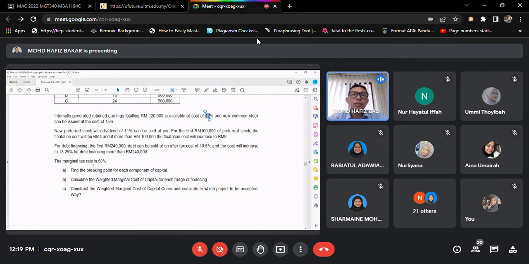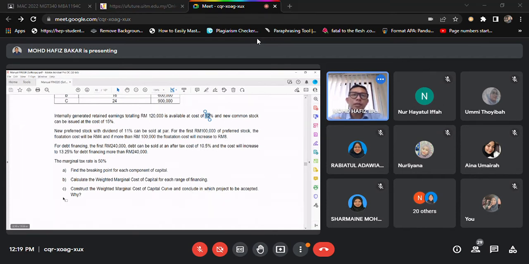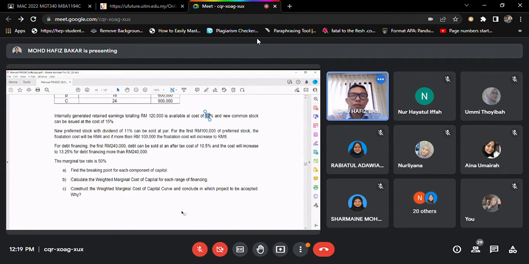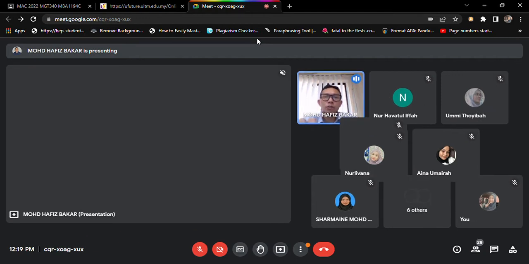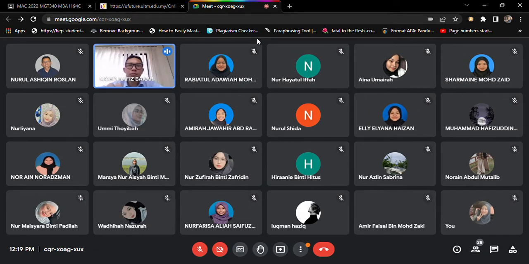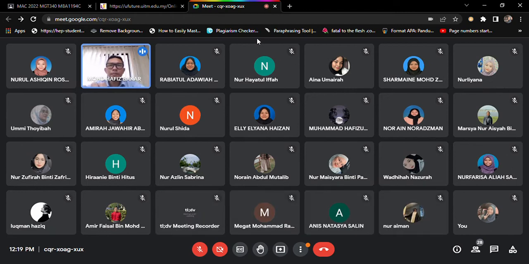The marginal tax rate is 50%. Find the breaking point for each component of capital. Calculate the weighted marginal cost of capital for each range of financing. And construct the weighted marginal cost of capital curve. You need to plot the graph. And conclude, which means you need to decide which project should be accepted, and why. Let's move to our whiteboard and do the calculation parts together.